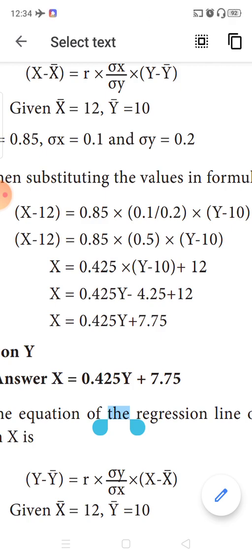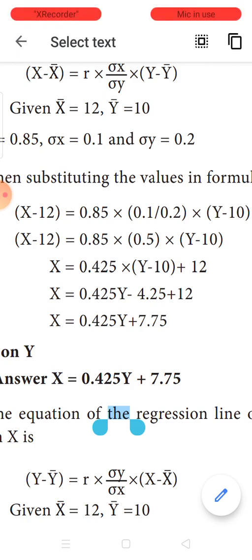Now simplify everything. X minus x bar will be on the left hand side, is equal to, when you simplify 0.1 divided by 0.2, you get the value 0.5. Okay, just write it in the next step: 0.85 into 0.5 into y minus 10. You can write it as such. Now, x, you retain x in the left hand side. Take this minus 12 to the right hand side. Now, in the next step, 0.85 into 0.5, you get 0.425 into y minus 10.